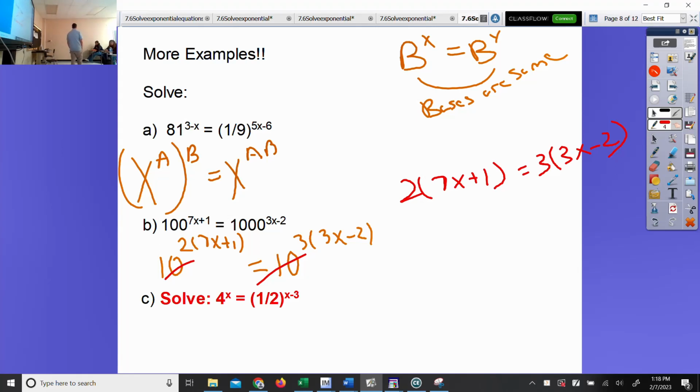Property from around 8th grade. It's called the distributive property. What's twice 7x plus 1? 3 times a 3x minus 2 is a 9x minus 6. And then you're still in 8th grade. X is on one side, numbers on the other, 2-step equation.